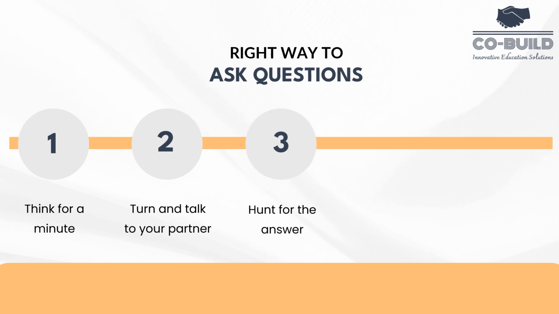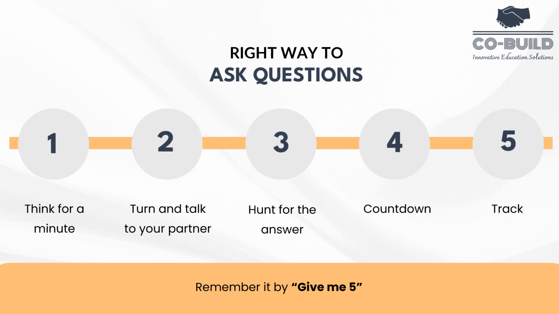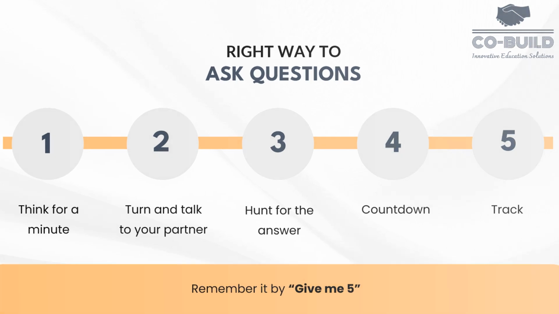Step 3. Hunt for the answer. Look for the best possible answer based on what you've discussed. Step 4. Count down. Ask the students to prepare the answer while you count down from 5 and be ready when time is up. Step 5. Track. Now, call out a student's name. Ask everyone to track that person and listen to their response. Remember this process with the simple phrase, "Give me 5."